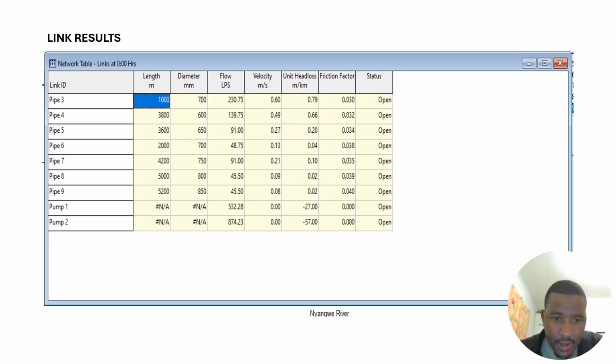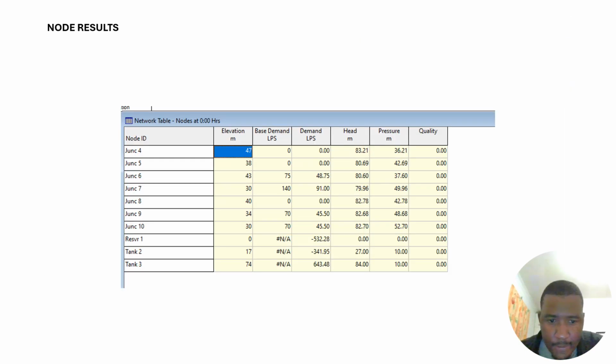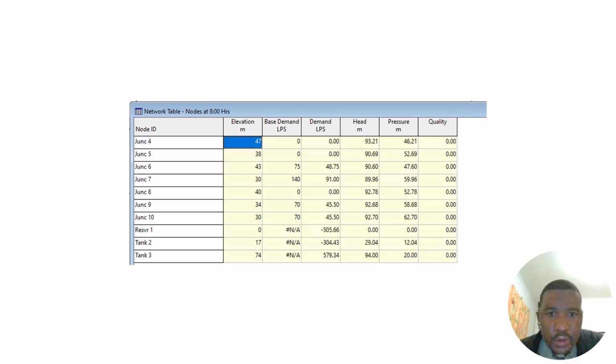And here, these are the link results, the pipe results, where you see your pipe length, your pipe diameters, your flow, your velocities, your unit head loss, and your friction loss. And in the status there, it says it's open, so the pipe is running smoothly. As you can see, all the pipes are running now. Then you also go to your nodes, where you get your elevations. These are actually the results. You've already added your elevations, so it just gives you the head in all the nodes and the pressure in all the nodes. And those are more results for that.